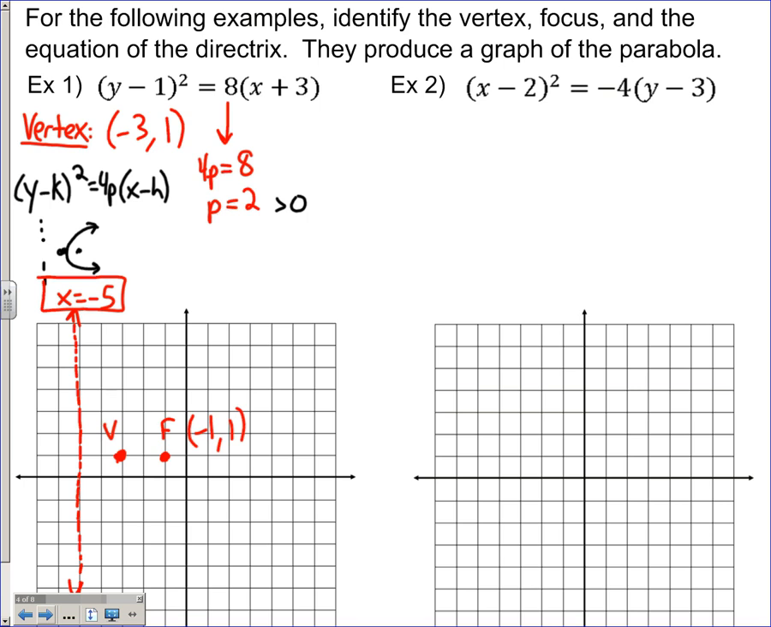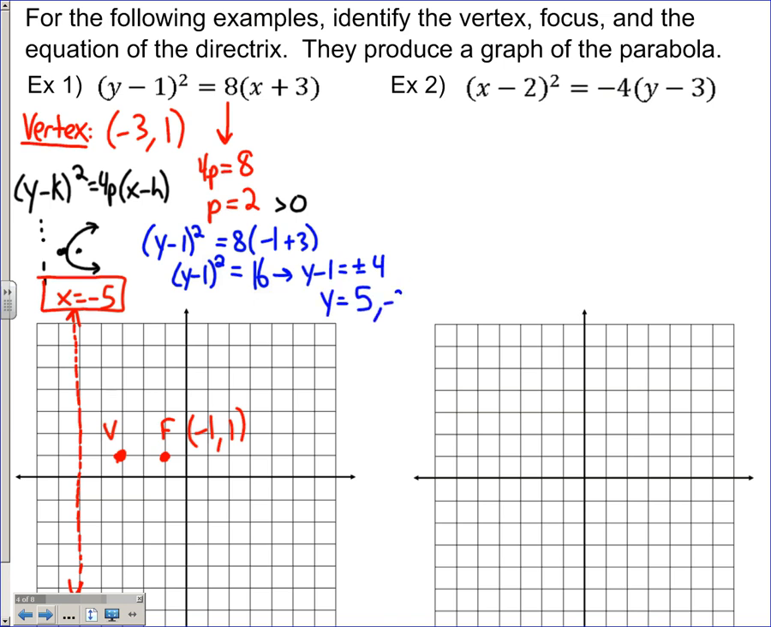And to provide a more accurate curve, I want to find one more point. So what I'm going to do is plug in x equals -1, since that's the value of my focus. So that's going to give me (y - 1)² = 8(-1 + 3). (y - 1)² = 16. If I take the square root, that's going to give me y - 1 = ±4. So I get the y values of 5 and -3.